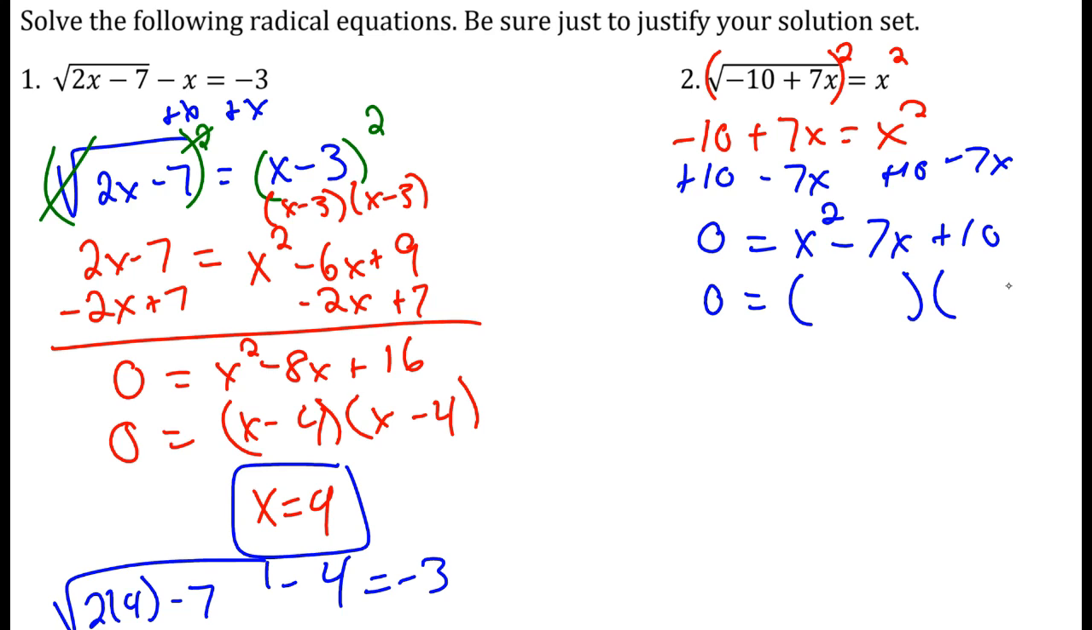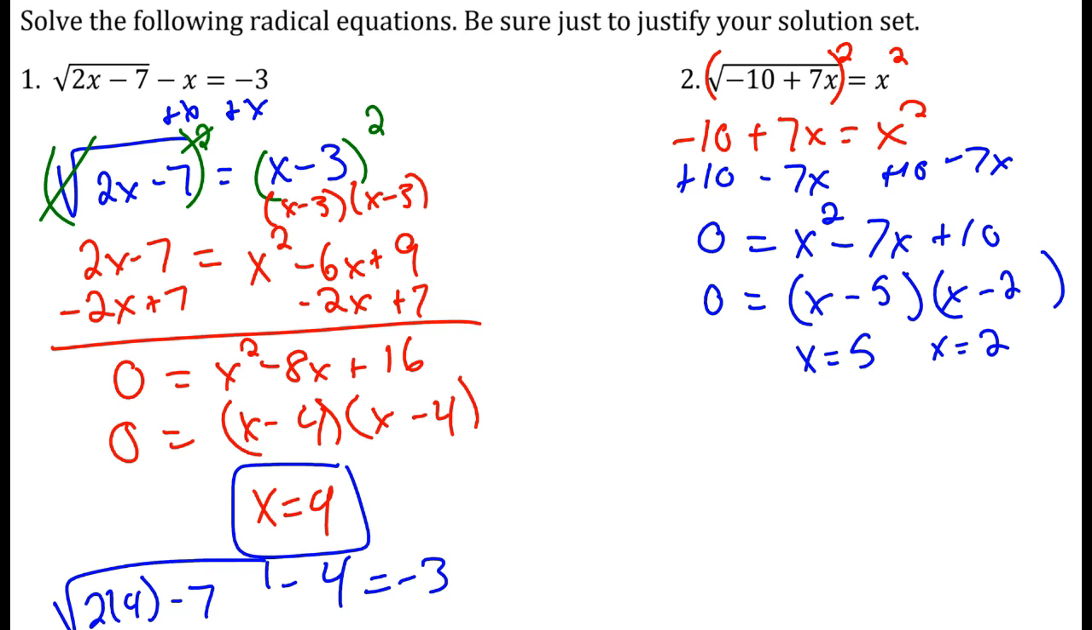Now that it's set equal to 0, I factor. It's a trinomial with a leading coefficient of 1, which is nice. So what multiplies to 10 that adds to negative 7? Well, negative 5 and negative 2. So we get x equals 5 and x equals 2. But I need to make sure that these are actually solutions and just didn't appear from me squaring both sides. How do I do that?